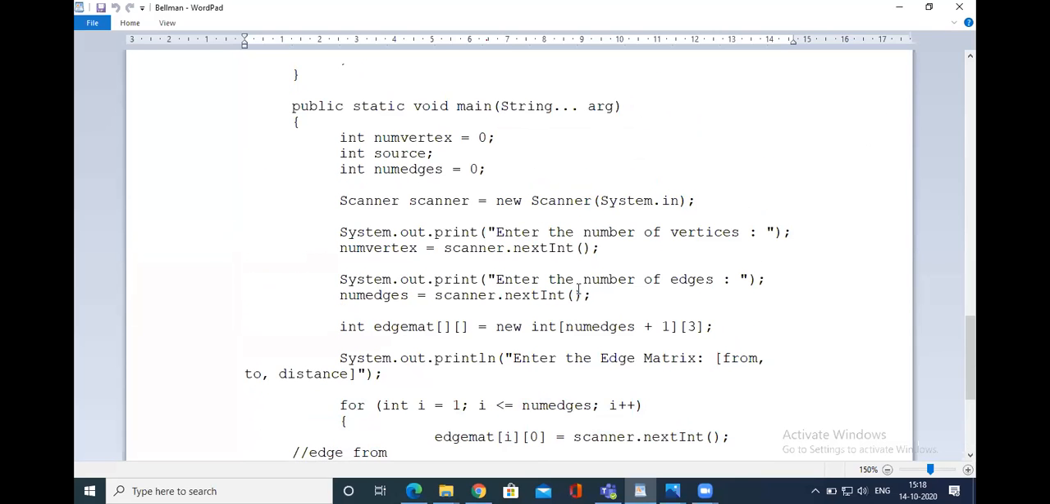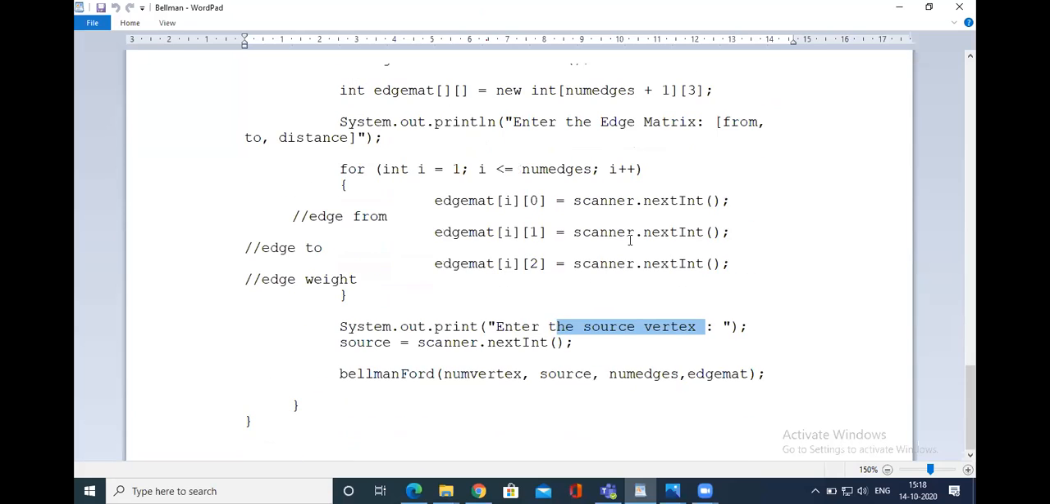One more thing I just wanted to show you. Enter the source vertex. Once you enter the source vertex, you will call Bellman-Ford. To Bellman-Ford, you are passing the number of vertices, the source vertex, the edge list, and the edge matrix. Clear? It is very clear.